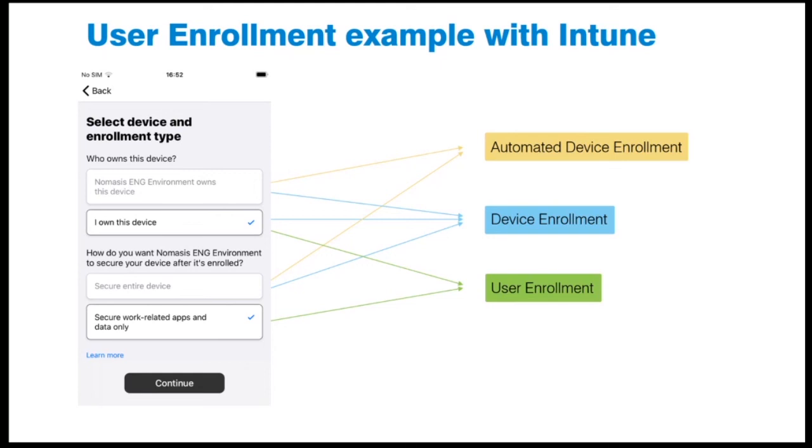So if you choose this device is owned by my company and choose secure the entire device, you will end up with an automated device enrollment process, which is a little bit different, of course. If you choose either me or the company owns the device, but you choose to secure the entire device, you will end up with device enrollment. And the possibility for user enrollment is that I own this device and only work-related apps and data are protected.